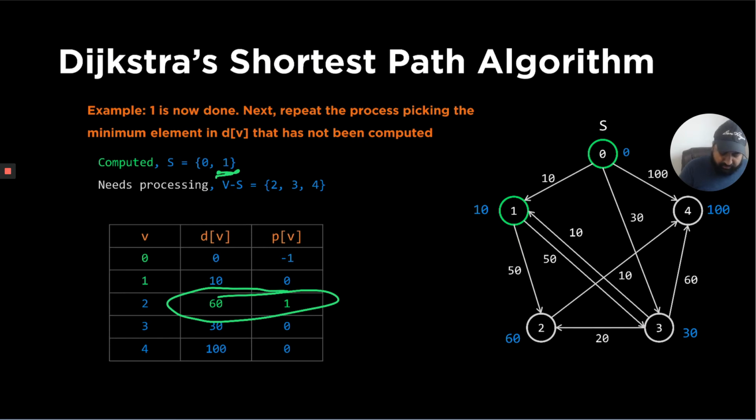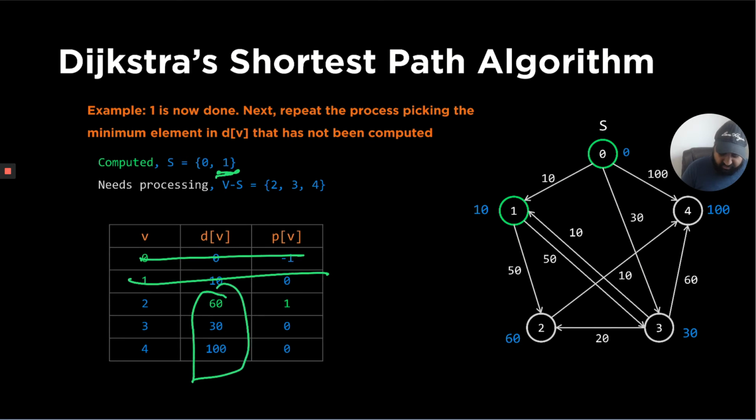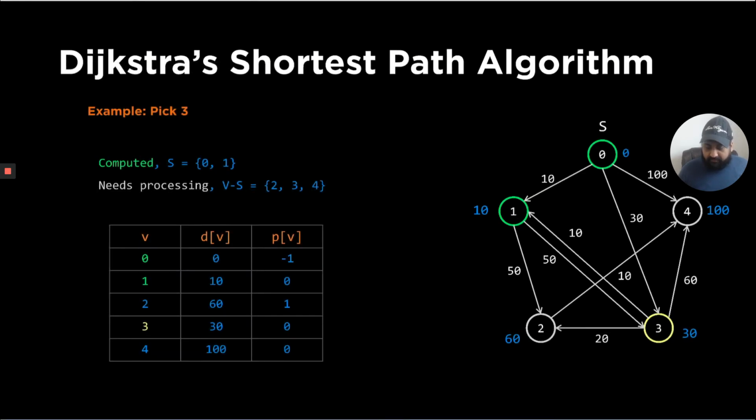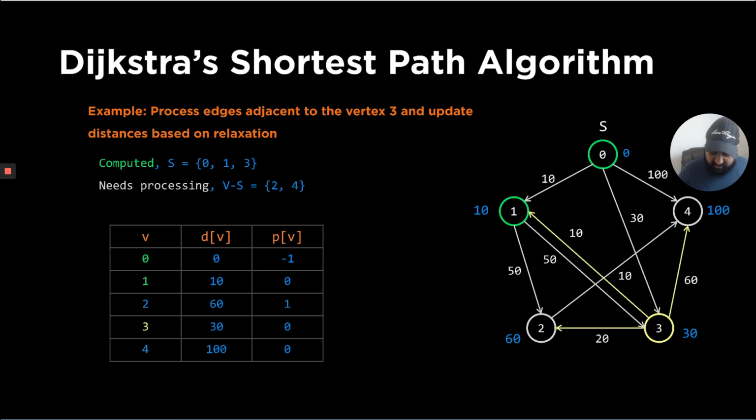Next, we are now going to pick the minimum element in DV that has not been visited. So here 0 and 1 have already been visited. We have 3 choices. We are going to pick 3 because 30 is the next minimum. So we are going to pick this 3. Okay. Next, we are going to see again what its adjacent vertices are. So here it has 3 adjacent vertices. The first one is to 4, the other one is to 1, and the third one is to 2.